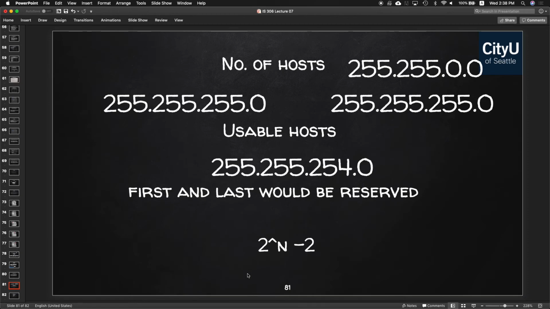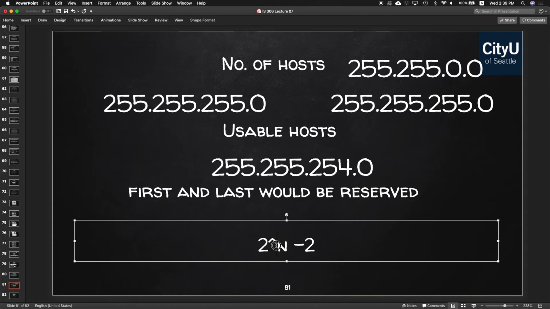So going back, n is the number of bits. When you convert this back to bits, it's basically the number of bits. When you start with this, how many bits do we have here? 24, right? It's going to be 2 raised to 24 minus 2. That would be your number of hosts, meaning the number of IP addresses that you can assign to a host.